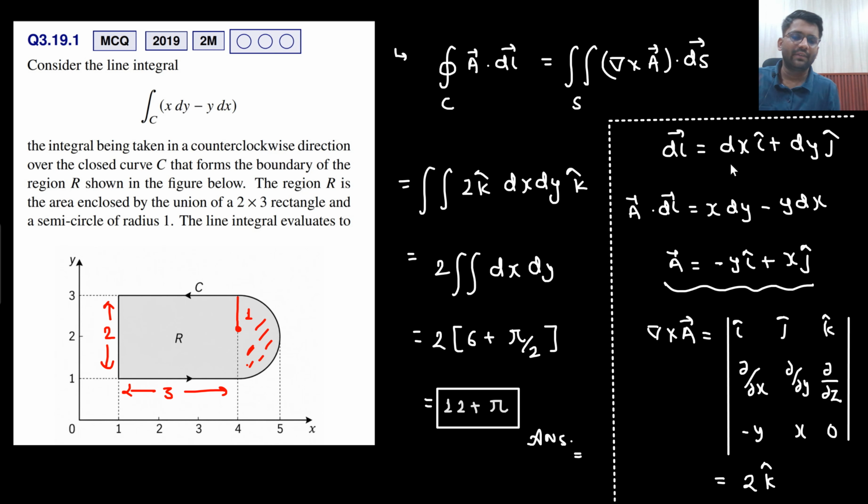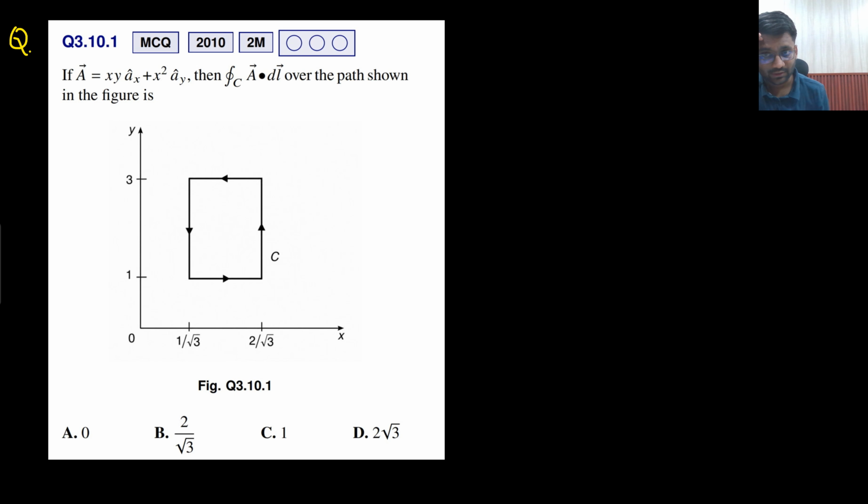Just get the value of del cross A dot ds, dx dy, k cap. K cap will become 1. The 2 comes outside. You simply need to calculate the area, which is pi r square by 2 plus 6. That's it. So pi by 2 plus 6, so 12 plus pi is the answer that you are getting. Next question.